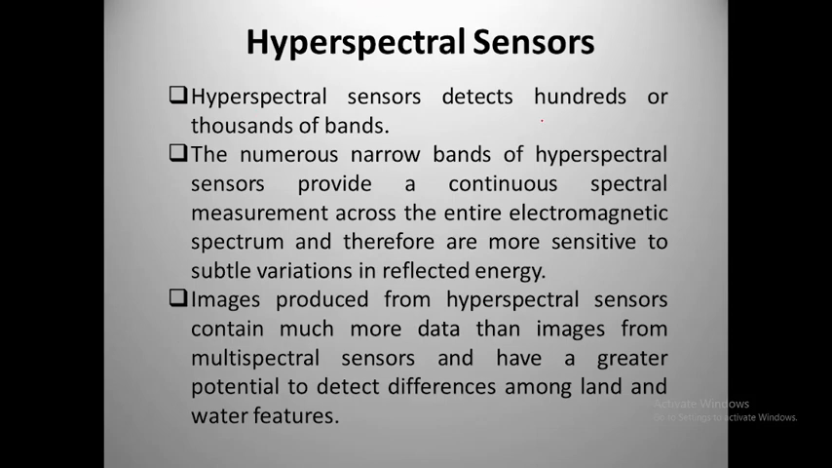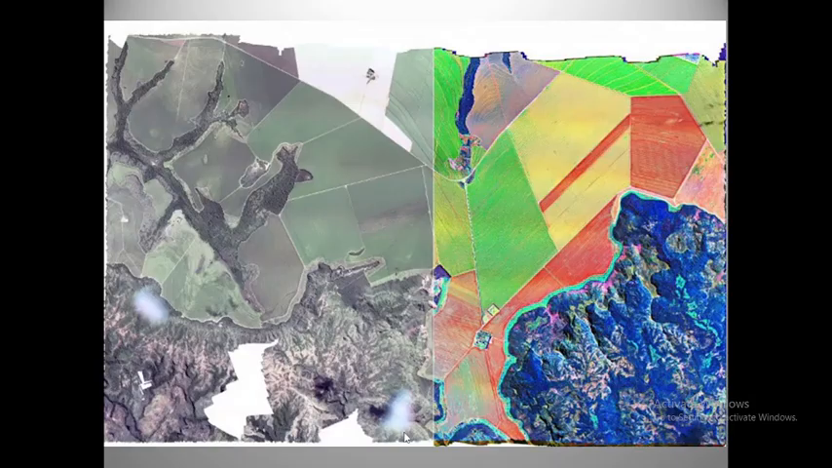Hyperspectral sensors detect hundreds or thousands of bands. The numerous narrow bands of hyperspectral sensors provide a continuous spectral measurement across the entire electromagnetic spectrum and therefore are sensitive to subtle variations in the reflected energy. Images produced from the hyperspectral sensors contain much more data than images from the multispectral sensors and have a greater potential to detect differences among land and water features.